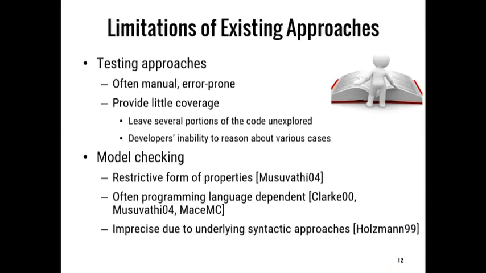So let's take a look at some existing approaches in place to address these problems. There are two types of approaches to deal with this kind of problem. First, testing approaches, but oftentimes these testing approaches are manual and error prone. Sometimes they leave some portion of the protocol, some portion of the code unexplored because of developers' inability to reason about those cases.